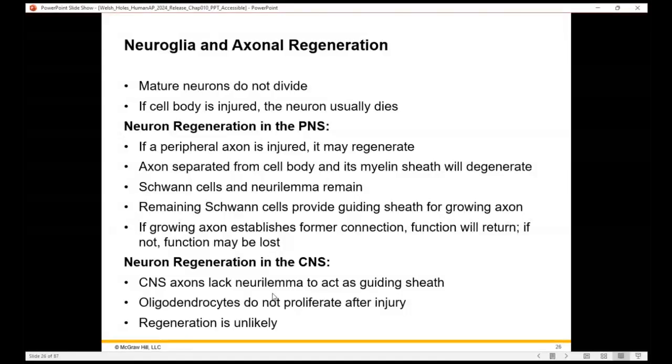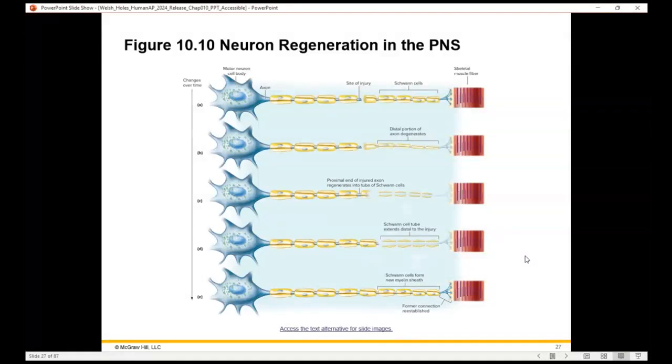Neuron regeneration in the central nervous system: central nervous system axons lack neurolemma to act as guiding sheaths. Oligodendrocytes do not proliferate after an injury in the central nervous system, so regeneration is unlikely. Figure 10.10 shows you neuron regeneration in the peripheral nervous system.